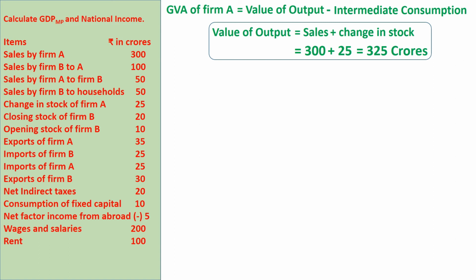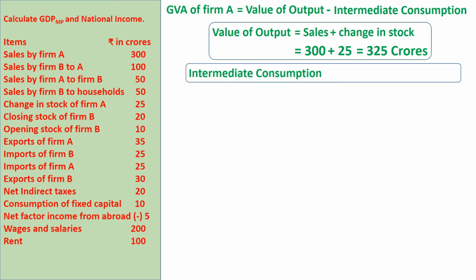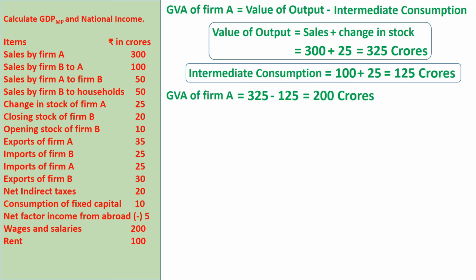Now we will calculate intermediate consumption. Sales to firm A by different sectors is part of intermediate consumption of firm A. Intermediate consumption is equal to sales by firm B to A, that is 100 crores, plus imports of firm A, that is 25 crores, equal to 125 crores. Now GVA of firm A is equal to value of output, that is 325 crores, minus intermediate consumption, that is 125 crores, equal to 200 crores.